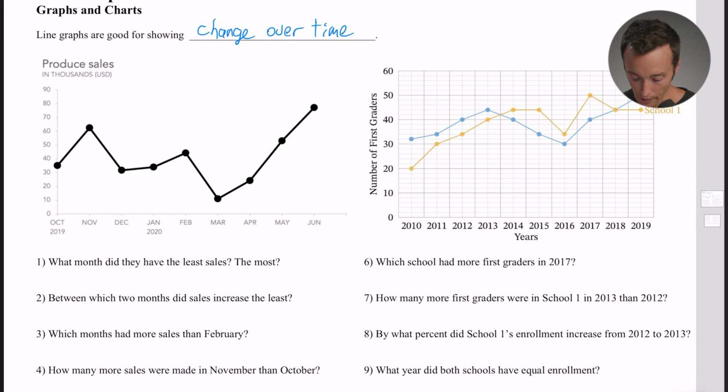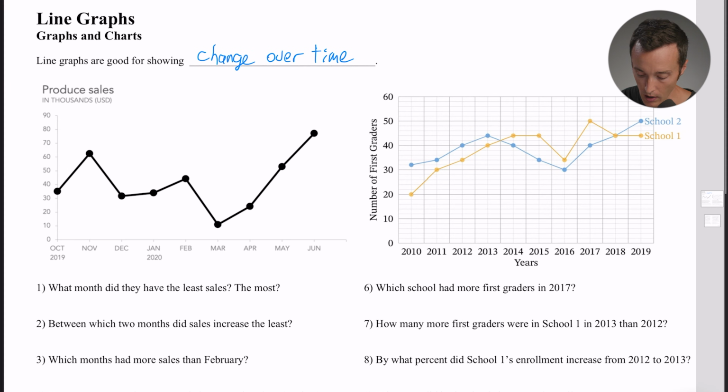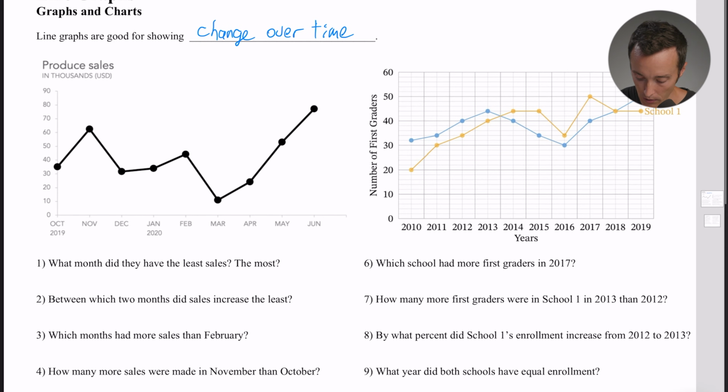Number 1, what month did they have the least sales? Okay, in other words, if we track that line graph, where does it dip the lowest? When did that happen? I think that would be all the way down here in March. So March was when we saw the least number of sales. The opposite of that, the most sales, in other words, when it peaked at the highest, looks like it's all the way that very last month in June. Okay, let's try another one.